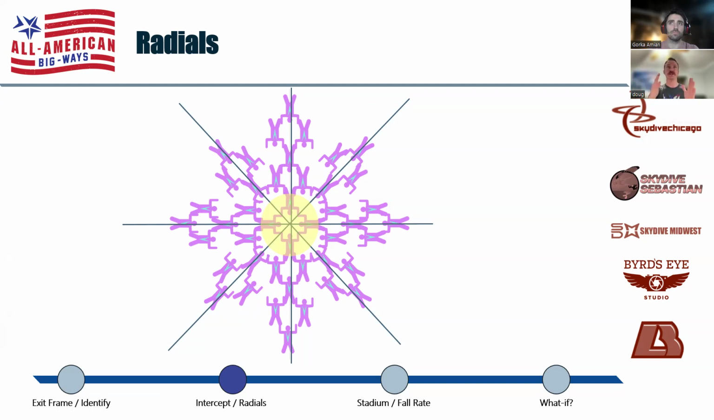You're seeing the base, identifying it, letting it set line of flight, moving into your radial line, which is called the radial intercept zone. And then from there, you'll be getting into the stadium and moving straight forward on your radial as you're approaching the formation.